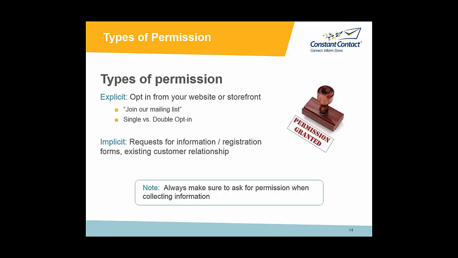I personally prefer more people than more serious people, because my concern is, if I ask you to opt in a second time, you may miss that email. You may figure, I've opted in once, I'm not going to opt in a second time. So you have to make that decision on whether you have a single opt-in or double opt-in. I like single. Implicit, that's when people request information, registration forms, if there's some kind of an existing customer relationship, and we've talked about that. I talked about that a little bit ago.